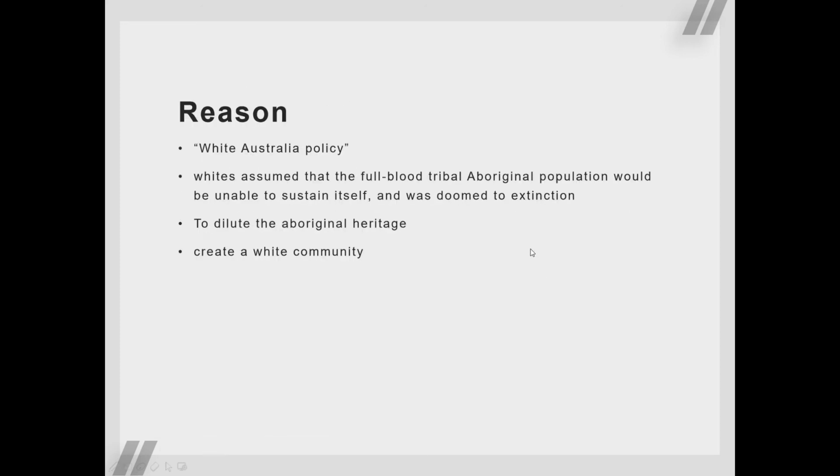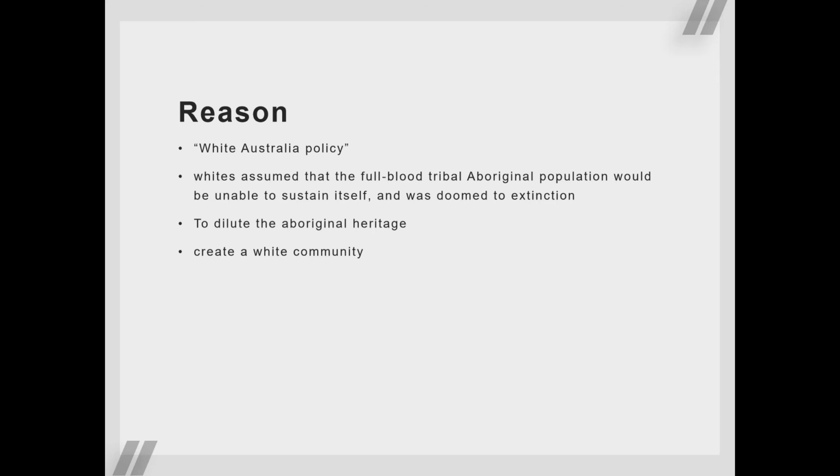There are many reasons that the government did this. Those children are the victims of the White Australia policy. This policy was adopted in 1901. White people wanted to create a white community, which means only white immigration was allowed. And the president said that the principle of human equality applies only to Australians.